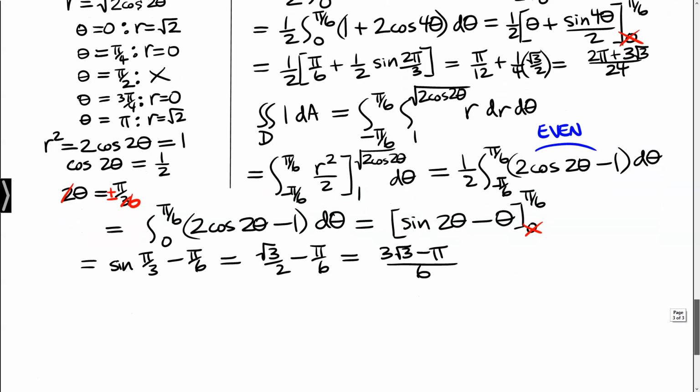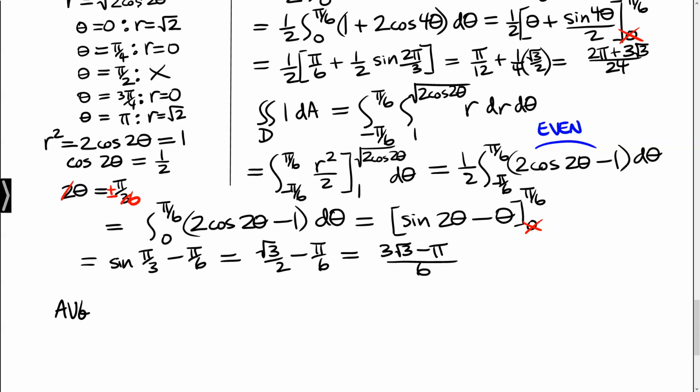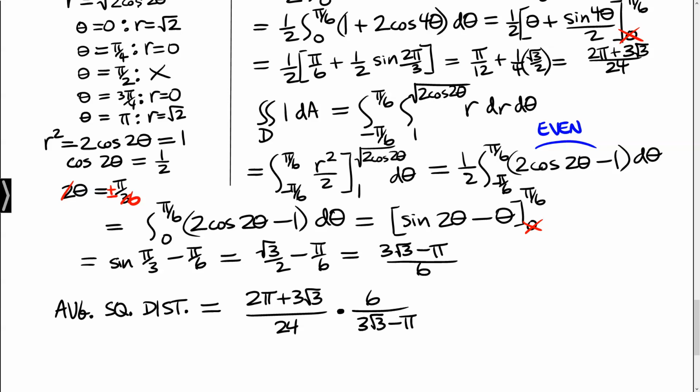Now, the average value, the average squared distance, is equal to the 2 pi plus 3 root 3 over 24 divided by this 3 root 3 minus pi over 6. So I'm dividing by it, so I'm going to multiply by the reciprocal, times 6 over 3 root 3 minus pi. Now, of course, the 6 and 24 end up leaving a 4 in the bottom. Unfortunately, there's not really a whole lot I can do with the other stuff. You might think, well, maybe I can try and use a conjugate, but it's got the square root 3 and the pi in it, so we really can just leave it as it is.